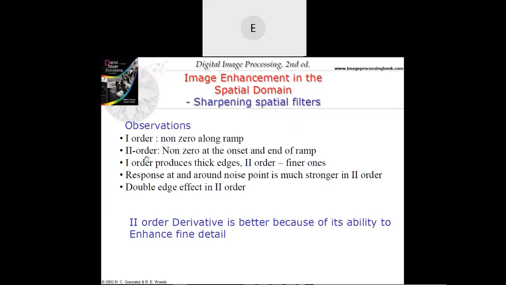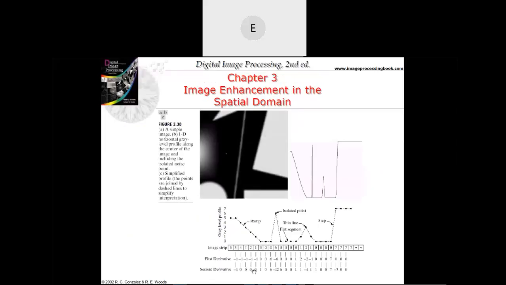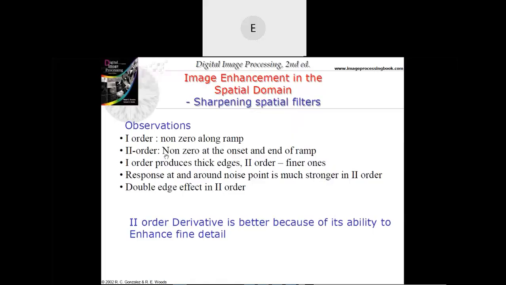Now second order, non-zero only at the onset and end of the ramp. Observe the same thing in second order. This is a ramp. See, when the ramp has started here, it is non-zero. When the ramp has ended here, it is non-zero. Whereas along the ramp, the value is 0. That is the first difference. First order derivative has got non-zero value along the ramp, whereas the second order derivative has got non-zero value only at the onset and end of the ramp. But during the ramp, its value is equal to 0.